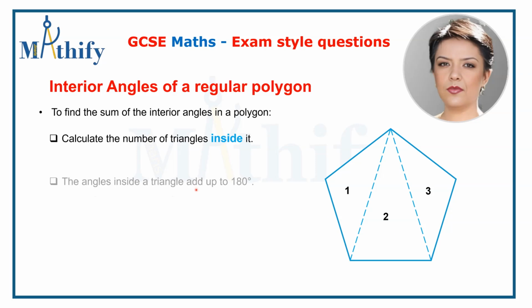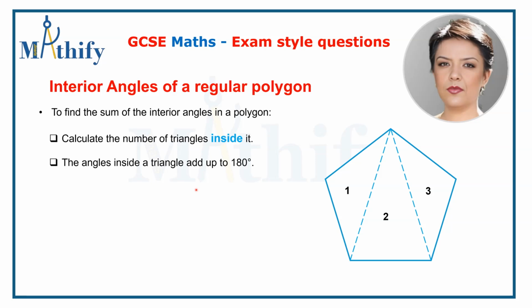Remember, angles inside a triangle add up to 180 degrees. So the angles in this triangle add up to 180 degrees. The angles inside this triangle add up to 180 degrees. Likewise, angles inside this triangle would add up to 180 degrees. Given that there are 3 triangles, all we need to do is 3 triangles multiplied by 180 degrees. That should give us 540 degrees.